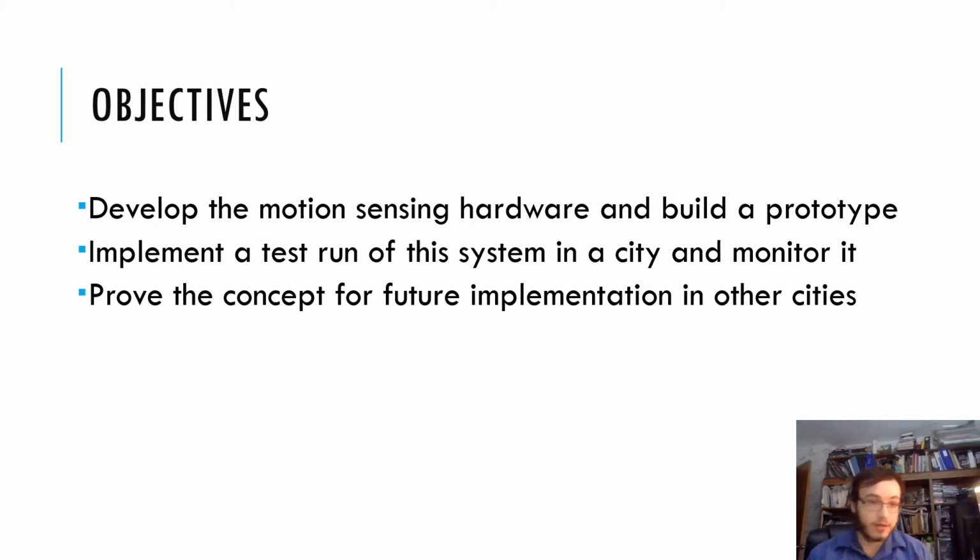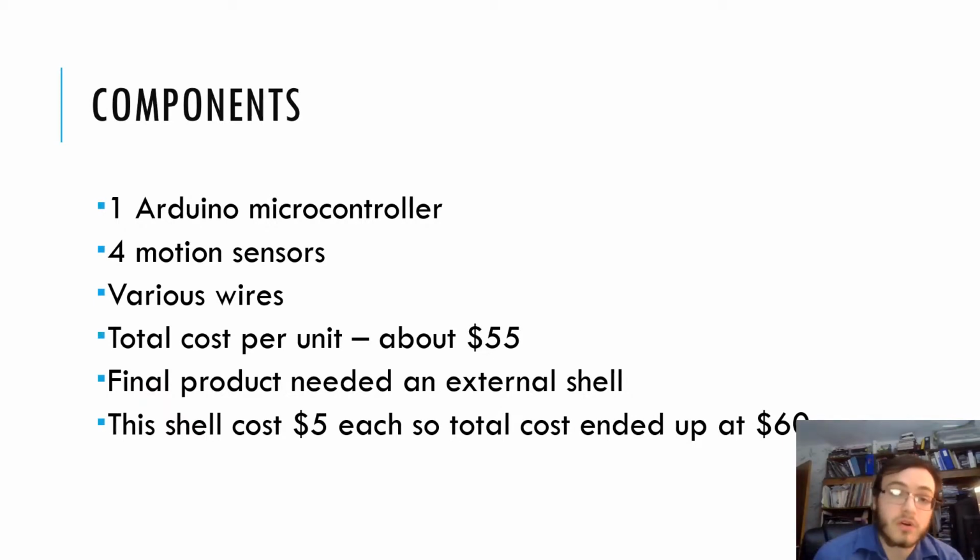The objectives that we had were to develop the motion sensing hardware and to build a prototype. We also wanted to develop the software for this project and to make it work in conjunction with the current traffic algorithm in place. We also wanted to implement a test run of this system in the city and monitor it, which we did. And finally, we wanted to prove the concept for future implementation in other cities, which we successfully did.